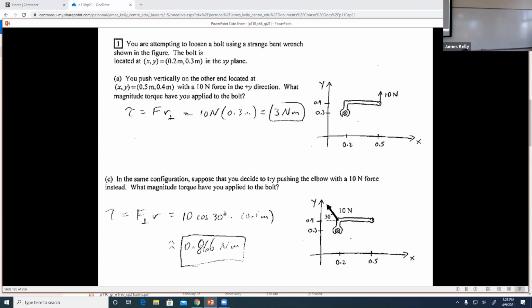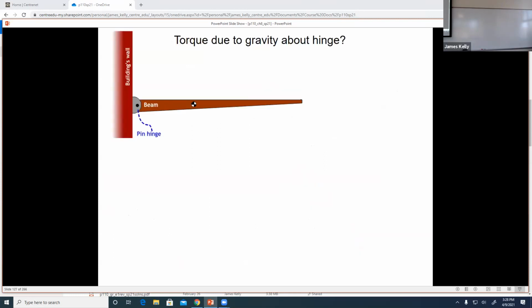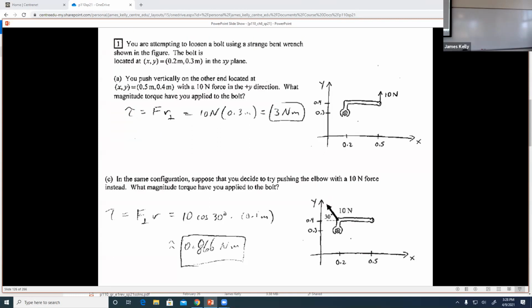R perpendicular, the moment arm, is more complicated, right? I have to draw this line through the force vector and figure out how far it is perpendicular to there. That would be a different distance, which we could figure out, but there are easier ways to do it. Questions? Any more questions on that one? Yes.